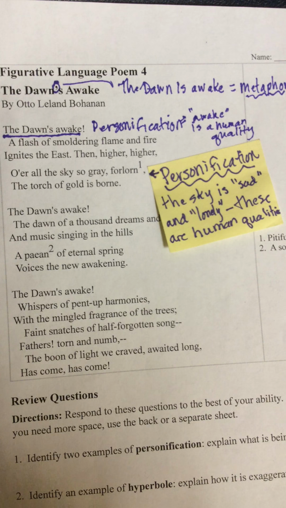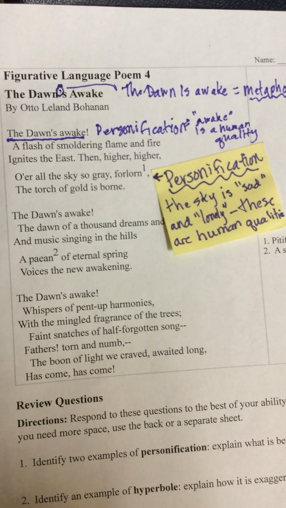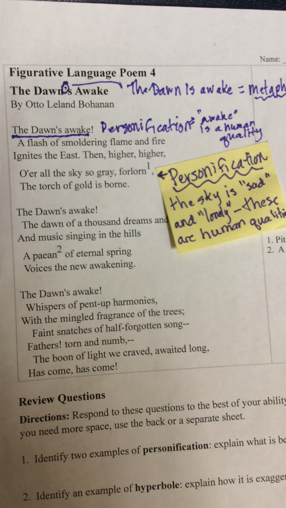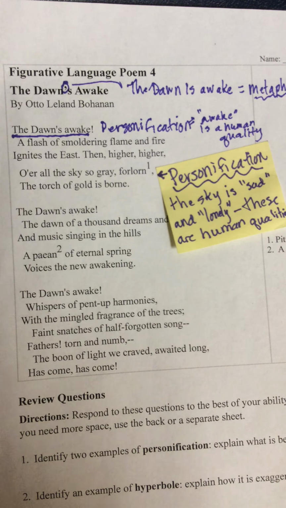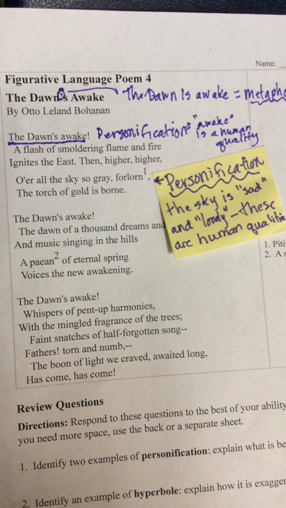These are human qualities. You are now going to continue to annotate this entire poem for the things that it asks you to find, as it does down at the bottom. Example of hyperbole, example of metaphor, and then imagery, and it explains to you what imagery is at the bottom. So go ahead and do that, and when we're finished, we'll take a look at the whole thing and see how you did with your annotations.